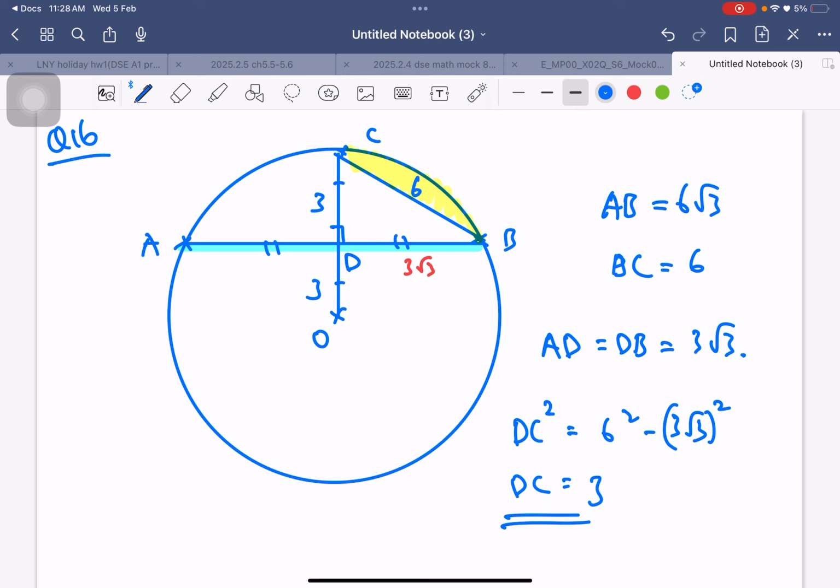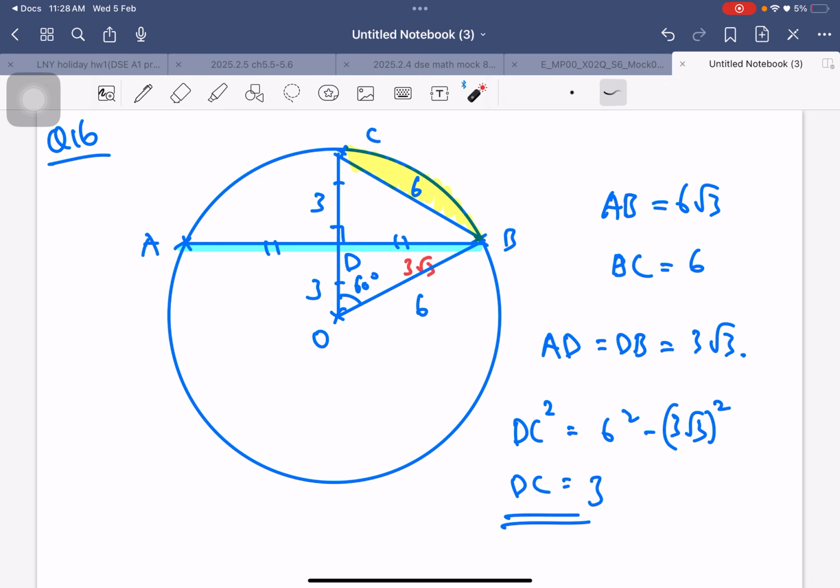Then what is the length of the radius? It's equal to 6, which means what is the length of OB? It's 6 as well. So you have this 6, 6, 6, which means this is an equilateral triangle. So this angle is equal to 60 degrees.